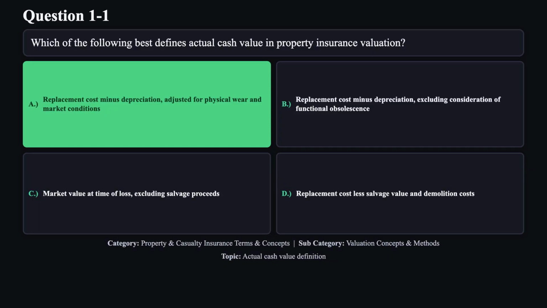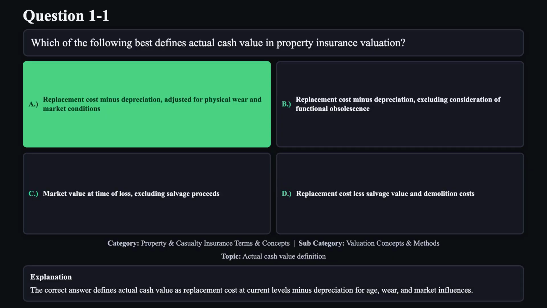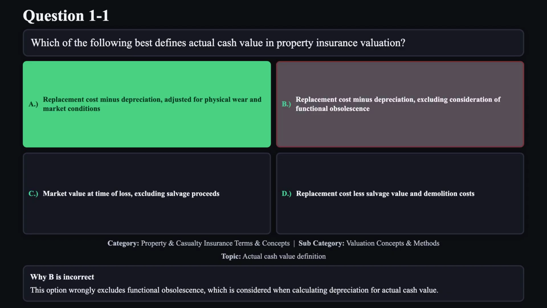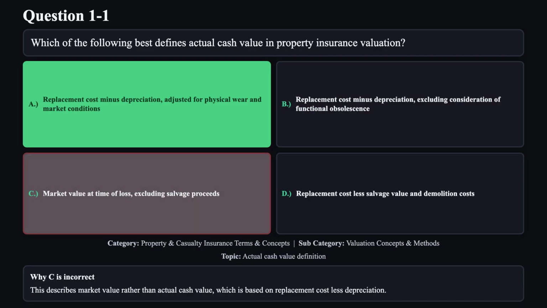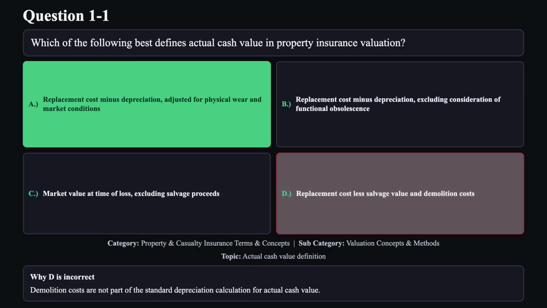The correct answer is A. The correct answer defines actual cash value as replacement cost at current levels minus depreciation for age, wear, and market influences. Reason B is not correct. This option wrongly excludes functional obsolescence, which is considered when calculating depreciation for actual cash value. Reason C is not correct. This describes market value rather than actual cash value, which is based on replacement cost less depreciation. Reason D is not correct. Demolition costs are not part of the standard depreciation calculation for actual cash value.